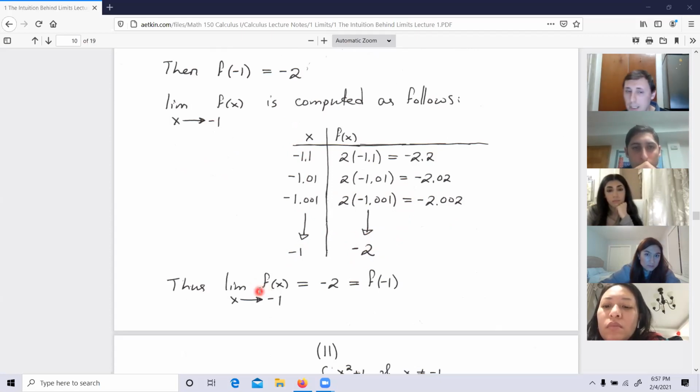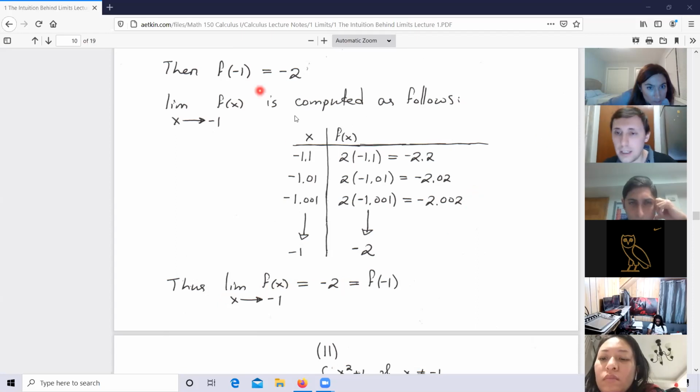Now, in this particular case, look at it. The results are the same. If I plug in minus 1, I get minus 2. And if I carry out the limit process, I also get minus 2. But don't make the mistake of assuming that limit and plugging in is the same thing.